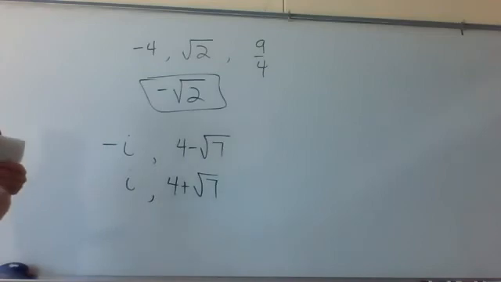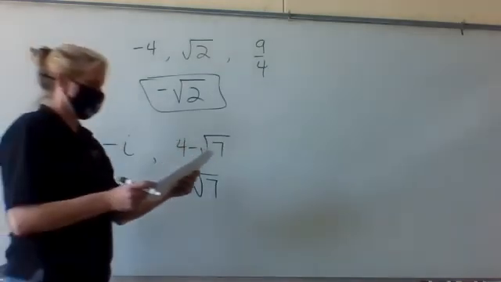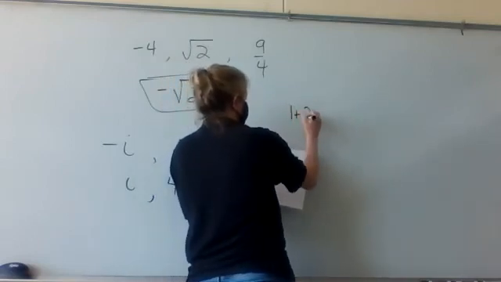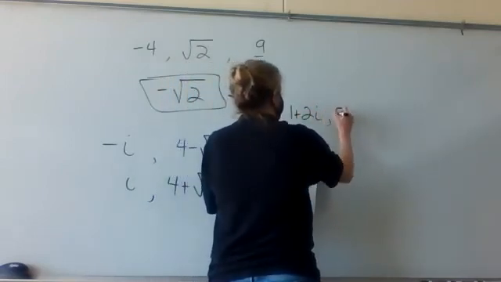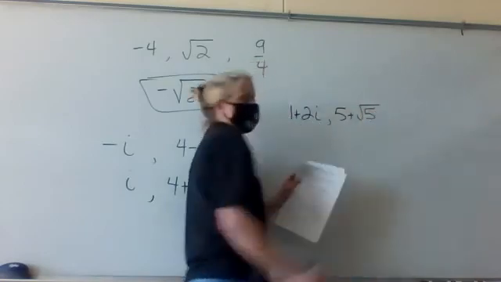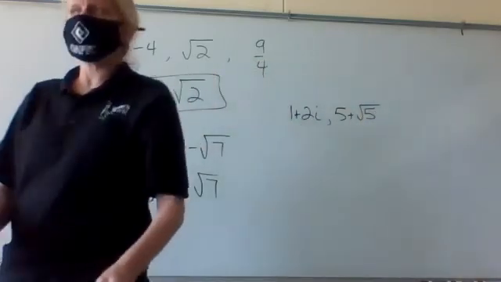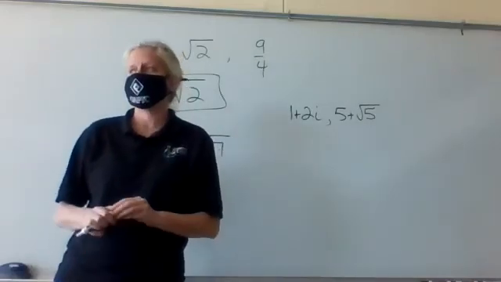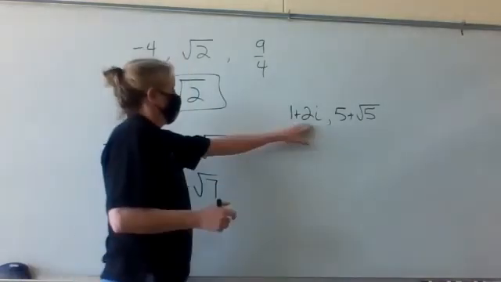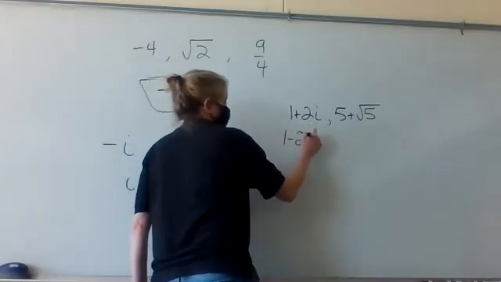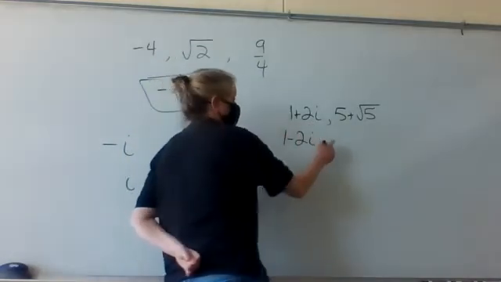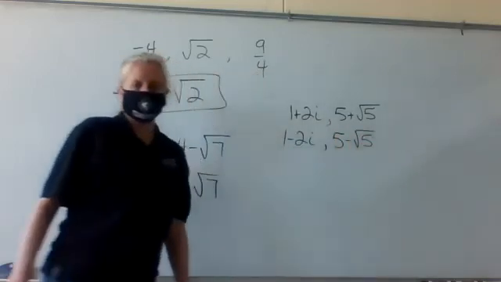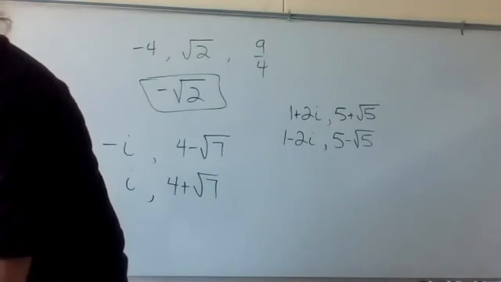Number 9, one more like this. Another degree 4, but it only gives me 2 zeros: 1 plus 2i and 5 plus the square root of 5. If it's degree 4 and I'm given 2 zeros, there's 2 zeros missing. Well, 1 plus 2i, which means 1 minus 2i is a 0. 5 plus the square root of 5, which means 5 minus the square root of 5 is a 0.